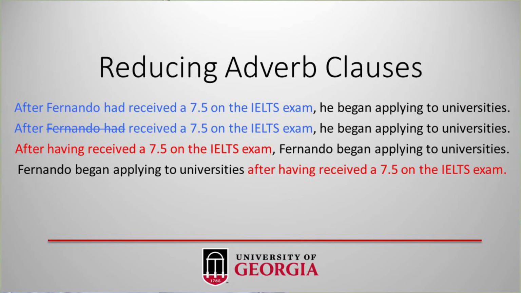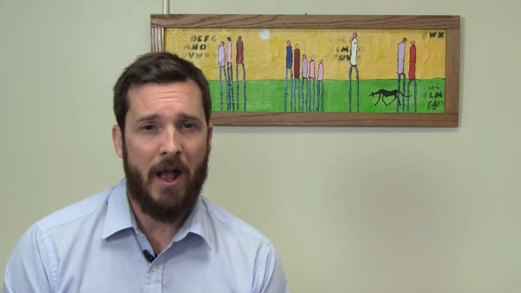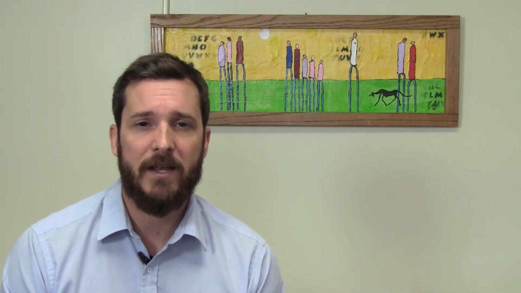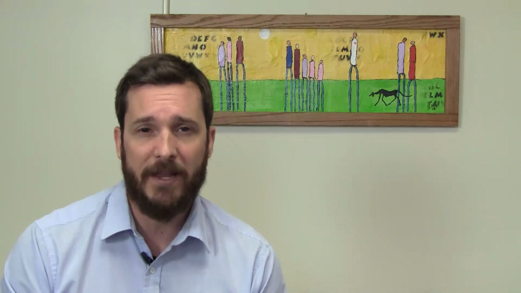So, in this case, my auxiliary had received, which I used in the adverb clause, becomes the ing form, having received. I hope that this helps you understand a little bit about how to reduce an adverb clause into an adverb phrase. Remember, this is important to make your writing more concise. It's also important to change the placement of your adverb clause to give your sentences a little bit more variety.